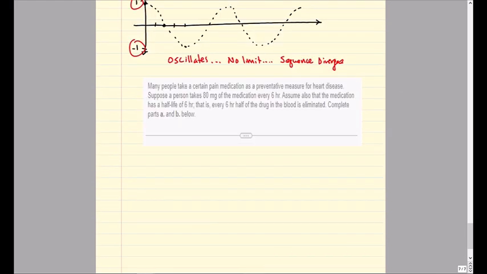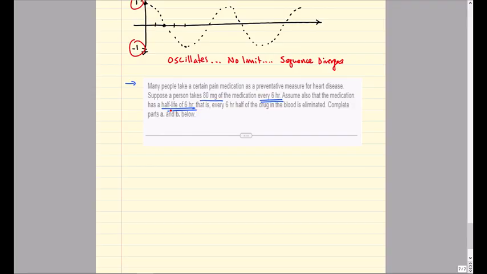Our next problem is an application problem, and it's a really interesting one. We're taking a certain pain medication, I think they're referring to aspirin here, as a preventative measure for heart disease. Suppose a person takes 80 milligrams of the medication every 6 hours. Assume also that the medication has a half-life of 6 hours. So the 80 milligrams you take, let's say at noon, in 6 hours at 6 p.m., only 40 milligrams is left in your bloodstream. And then you'll take another 80 milligrams at 6 p.m., and then again that builds up again. So that's the pattern that we're following here.